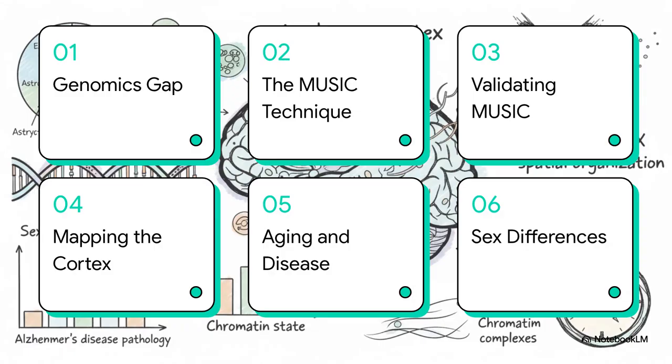All right, here's the roadmap for our discussion. We'll start by outlining the existing technological gap in single-cell genomics. Then we'll introduce the new technique designed to fill that gap. After that, we'll look at how it was validated, and finally, we'll dive into the key biological findings that came out of its application to the aging human cortex.